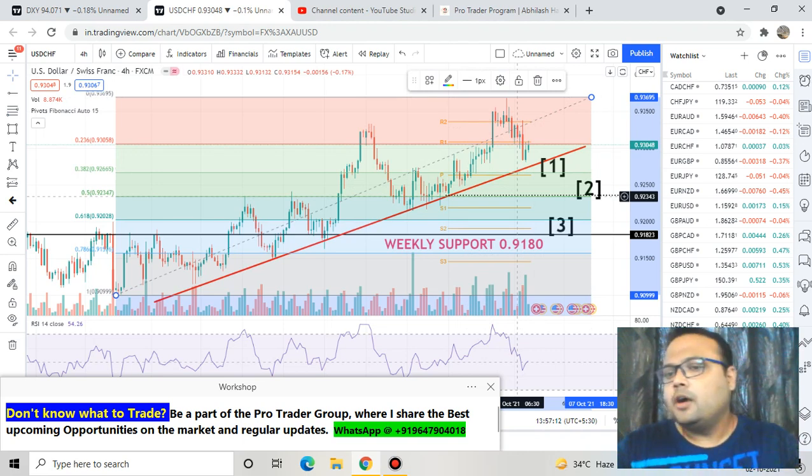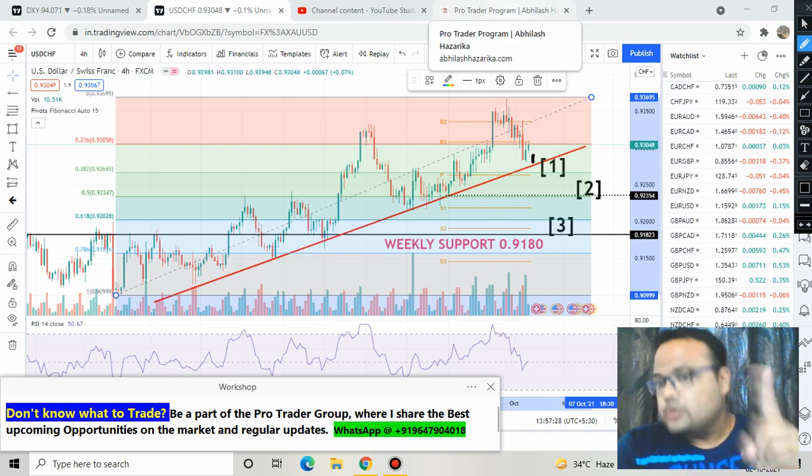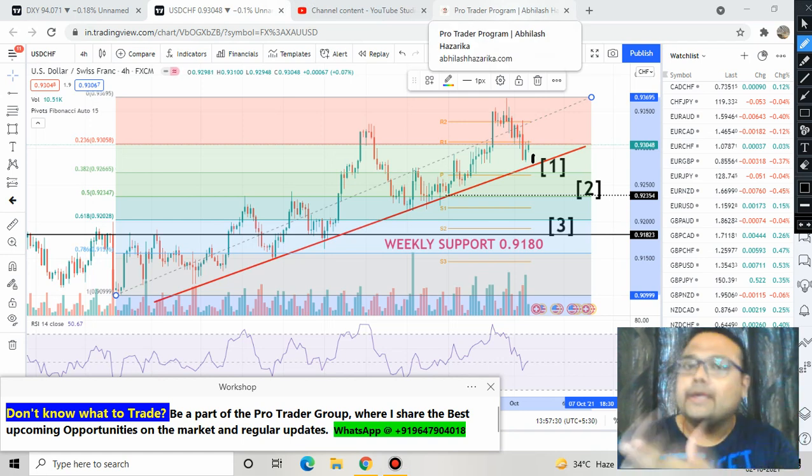If you do not have this setup on the charting platform, then my dear friend, I'll request you to draw these lines so that you can understand the market better, do proper analysis and take proper trades. If market breaks the trend line and comes down, do not short the market, because you will be going against the trend.